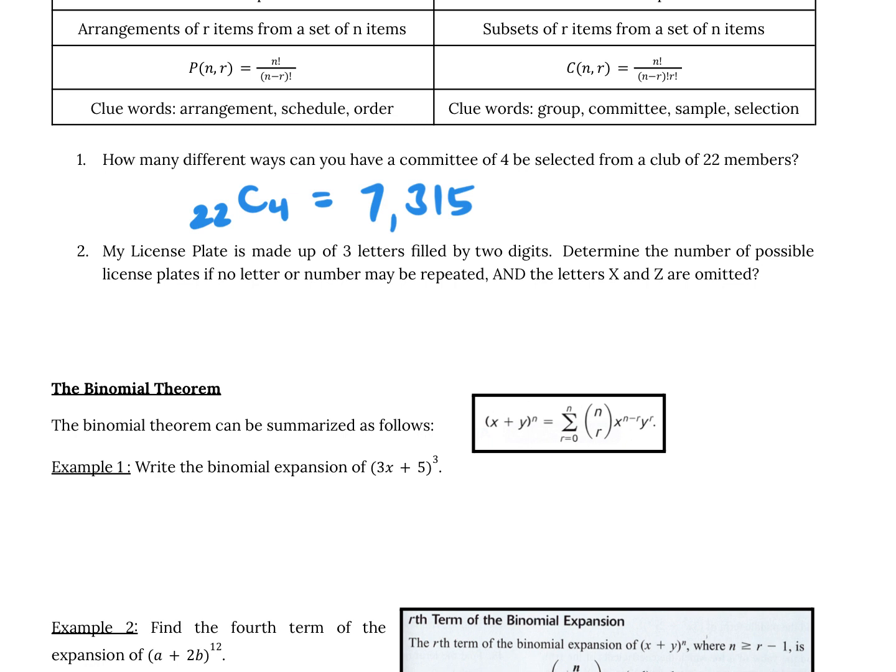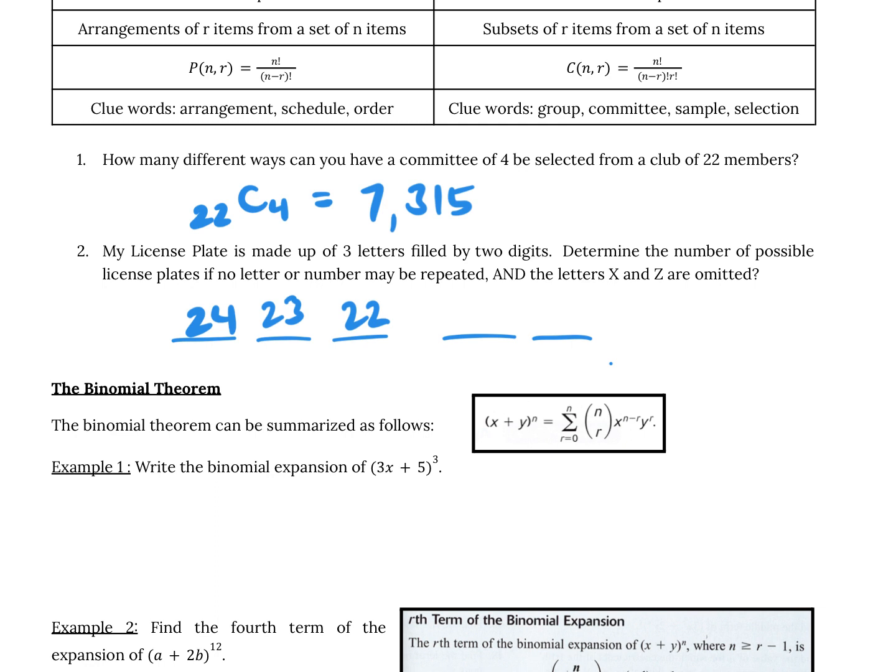And then there will be a license plate problem on your test. There will not be a family problem on your test or one of those double dice ones. But this license plate one says it's made up of 3 letters followed by 2 digits. Determine the number of possibilities if no letter or number can be repeated and the letters X and Y are omitted. So if I can't repeat letters and I can't use X and Y, how many letter options do I have to start with? 24 options. The next one I would only have 23 options, followed by 22 options, because I can't repeat.